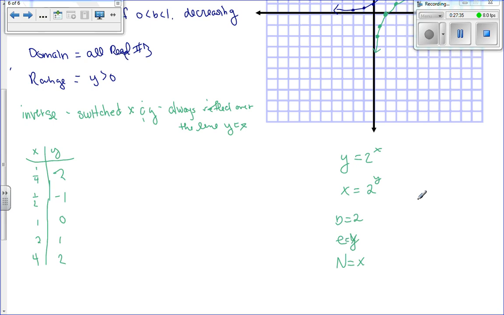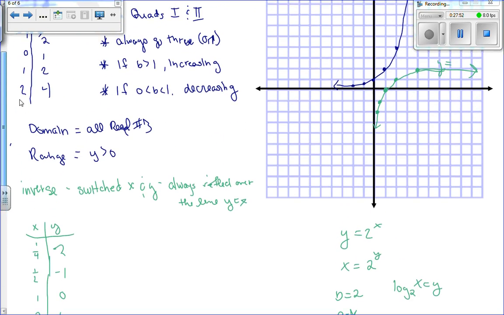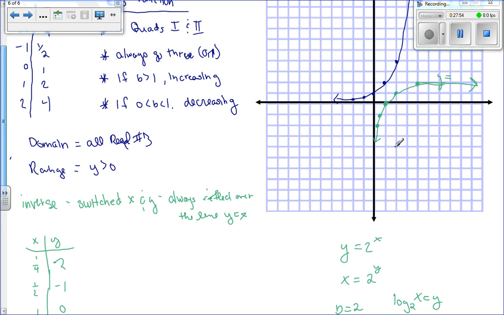So let's put it into logarithmic form. That means I have log base 2 of the number x equals y. So that's my equation, y equals log base 2 of x.